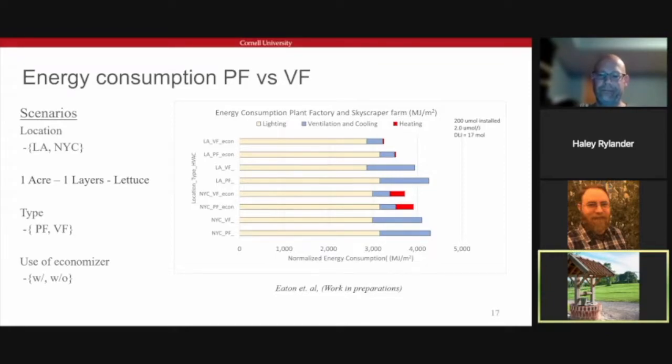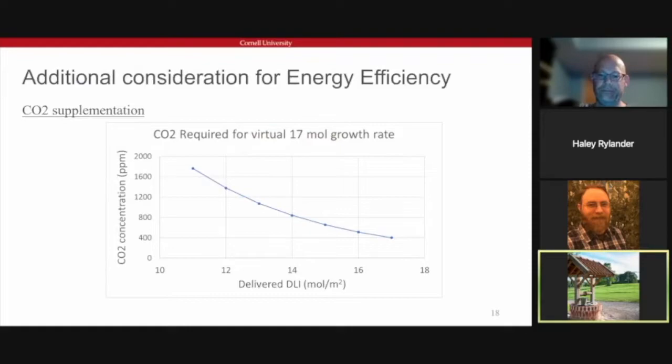And the same is true for the vertical farm or the skyscraper farm. And an additional consideration for energy efficiency is introducing elevated CO2 levels into the growing environment. So to get the same growth rate for 17 moles of light, if you introduce an elevated level of CO2, you can provide lower lighting conditions in the space and maintain your productivity.